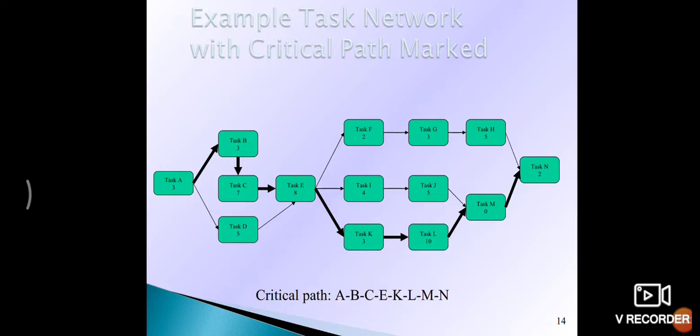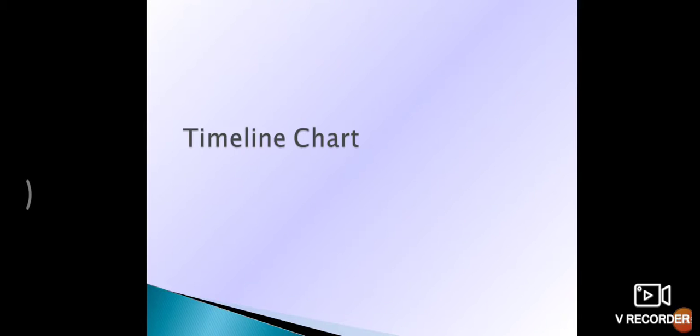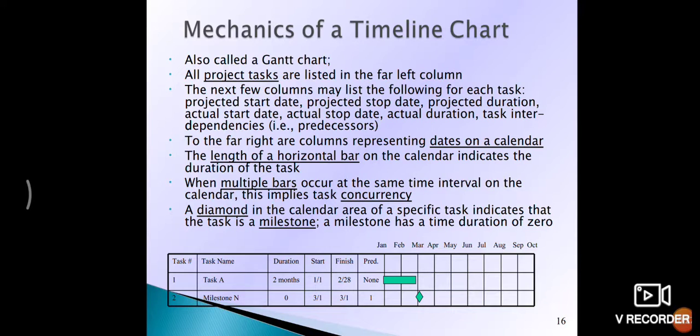That's how the critical path is marked over here. Then we come to the timeline chart. The mechanics of a timeline chart: it is also called the Gantt chart. We will see the Gantt chart and what we call the work breakdown structure in detail in our further slides.